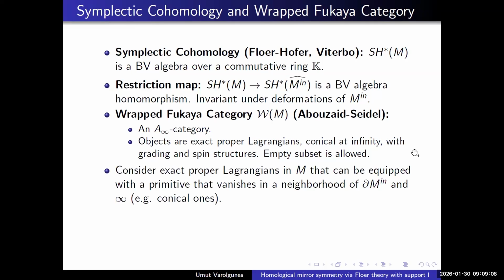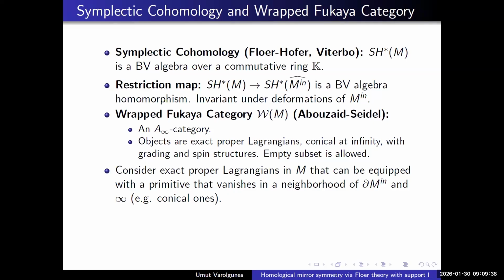Now what I want to do is define the same kind of restriction map, or restriction functor, which should be an A-infinity functor now. But unfortunately, there is a caveat here. You can't define this restriction map in the way that I will talk about for all the Lagrangians that are objects of this category. You have to make a restriction on the objects.